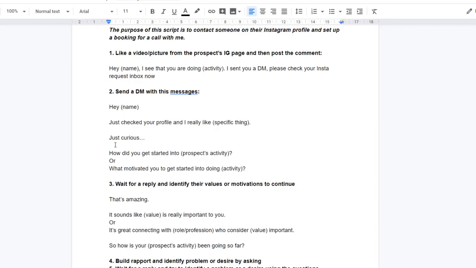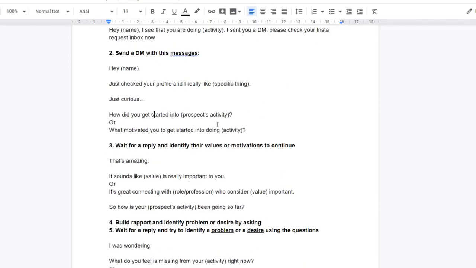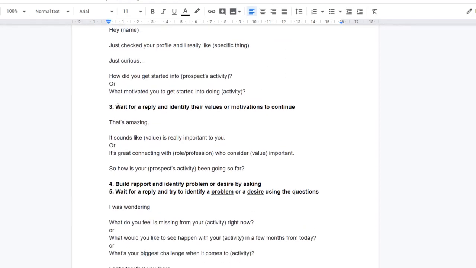So they will answer those questions, and then you wait for a reply and identify their values and motivations to continue. You already did that here, but you say yeah, and you connect with it. You mirror the prospect, you build rapport, and say yeah, that's amazing. It sounds like it's really important to you, or it's great connecting with a professional who considers value important. So how has your prospect's activity been doing so far?